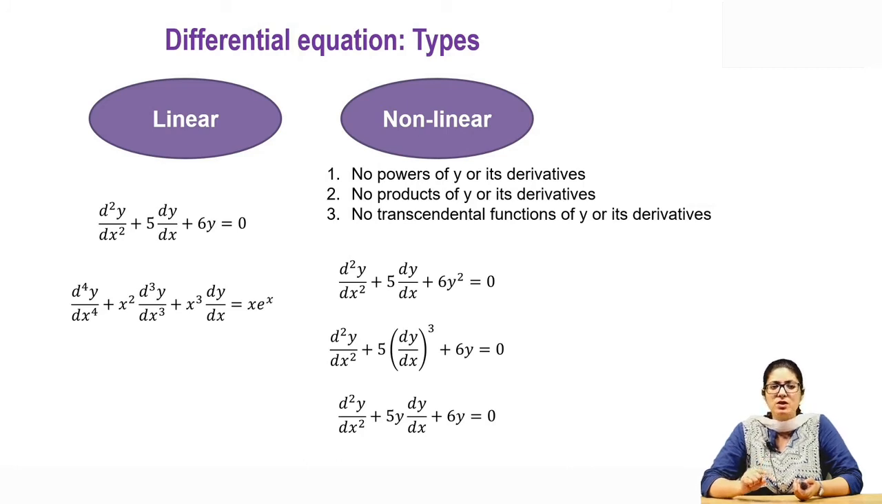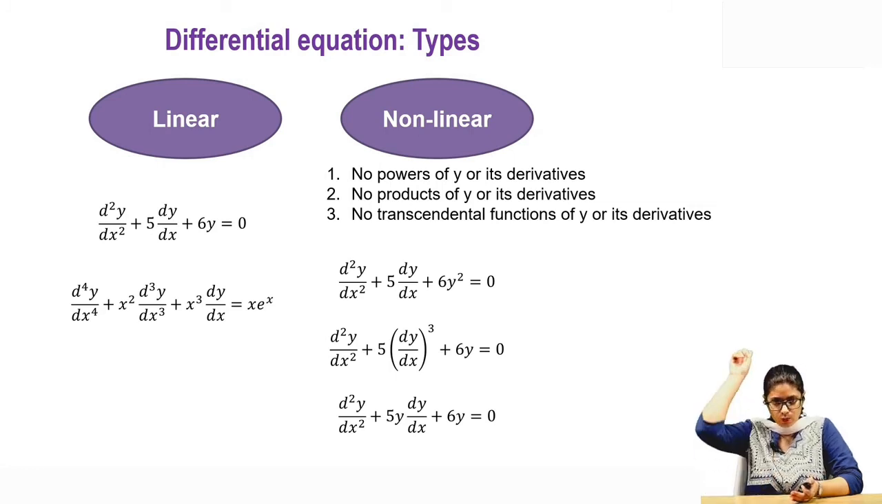Similarly, in the second equation written below this linear equation, we have the fourth derivative, third derivative, first derivative of y. However, the terms x square, x cube are multiplied to it. So, it does not matter if we are multiplying the x terms to the derivatives of y or y itself. And moreover, on the right hand side you have e to the power x, which is a transcendental term in the independent variable. So, the independent variable does not cause any harm here. So, in this case, this equation is a linear equation.